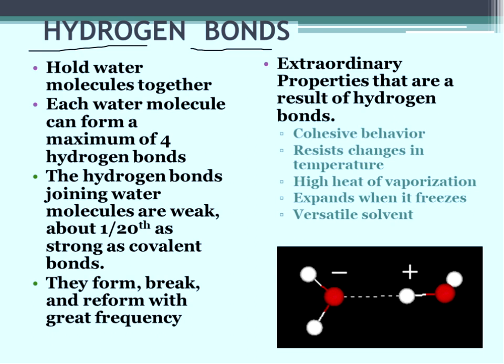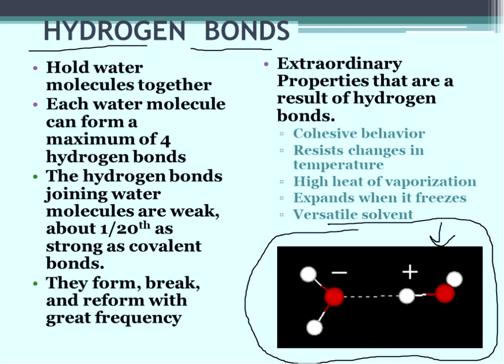Okay? So remember we said hydrogen bonds, this is how water molecules stick together. This is this picture right here. This water molecule and this water molecule are stuck together by hydrogen bonds. They hold water molecules together. Each water molecule can form up to 4 hydrogen bonds, so they can bond with 4 different waters at the same time. And the hydrogen bonds joining water are weak, about 1/20th as strong as covalent bonds.